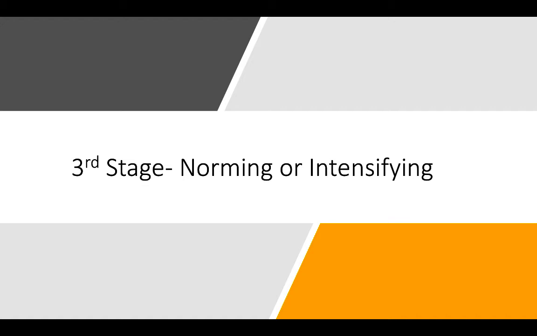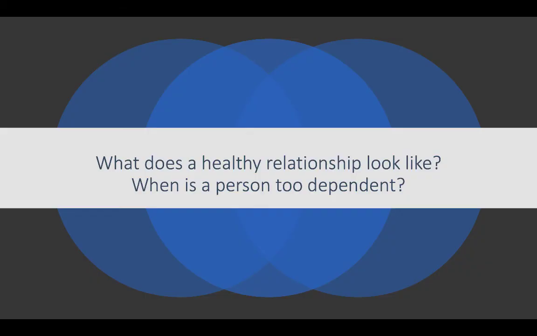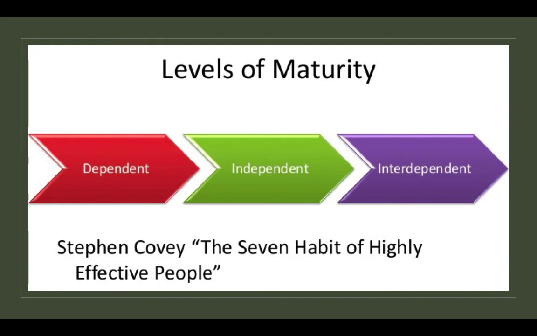The third stage of relationship development is norming or intensifying. And I ask you right now in your own mind to think of what a healthy relationship looks like. And then answer this question for yourself. When is a person too dependent? So a healthy relationship actually is determined by a level of maturity.